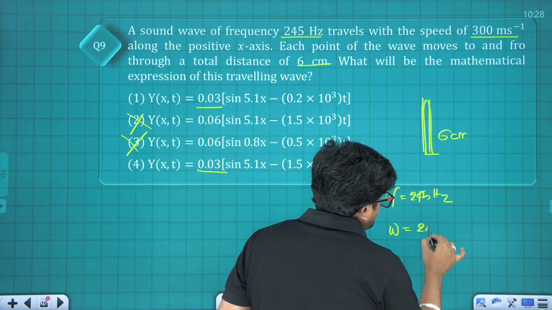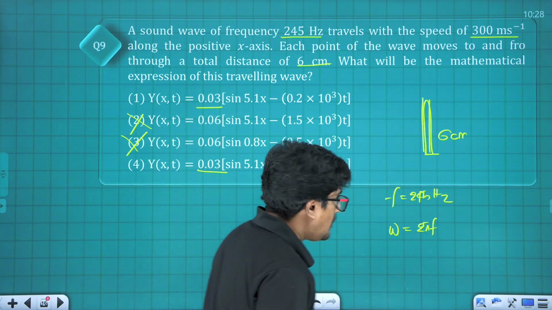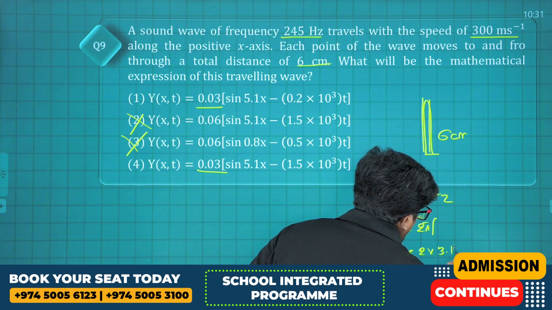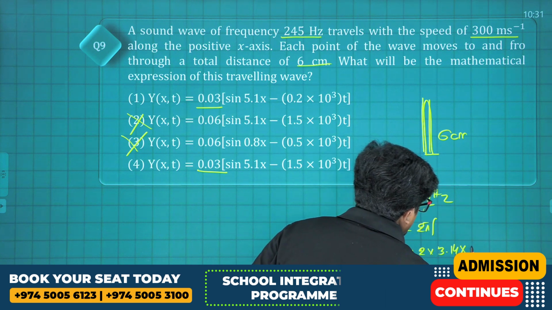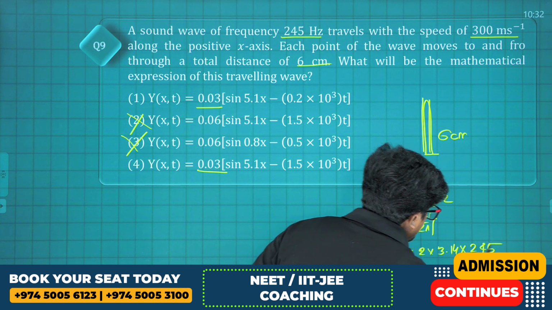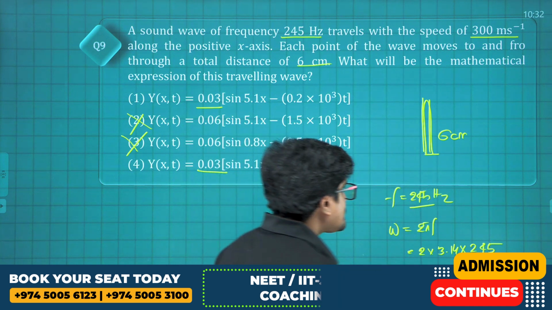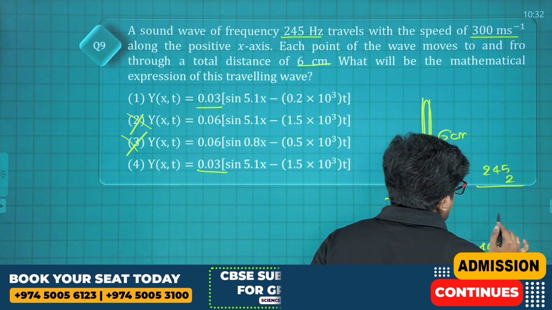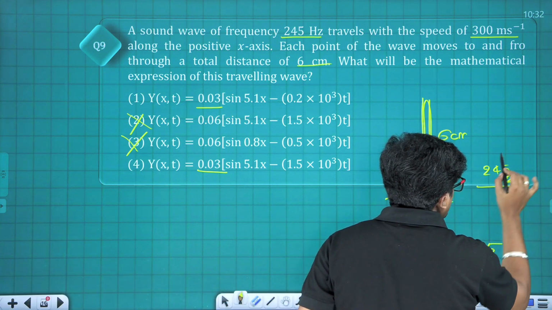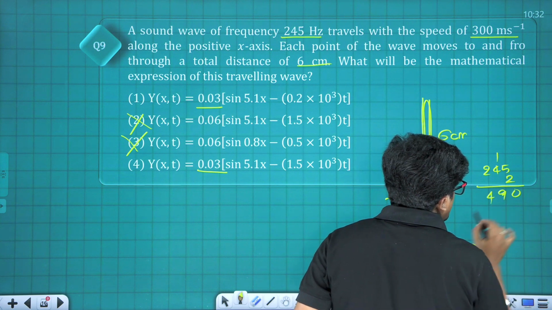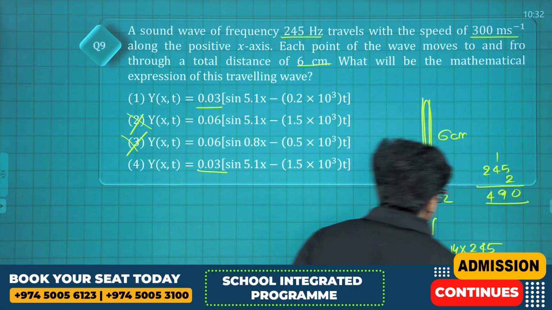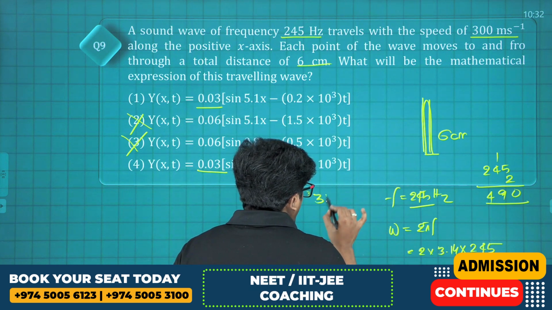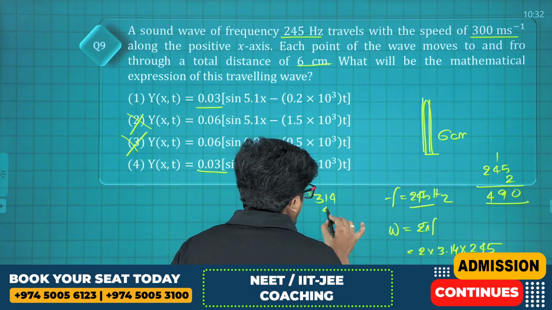Omega is supposed to be 2 pi f. Now this can be written as 2 into 3.14 into frequency, which is 245. Now 245 into 2: 5 2s are 10, 1 left, 4 2s are 8, 9, and 2 2s are 4. So 490. Now here I need to go for 314 multiplied by 49.